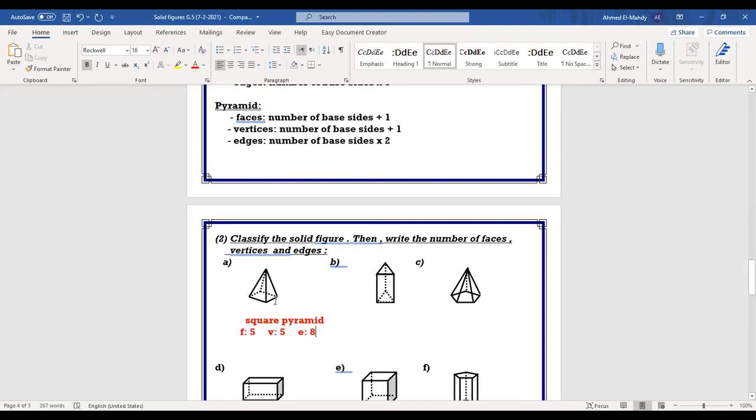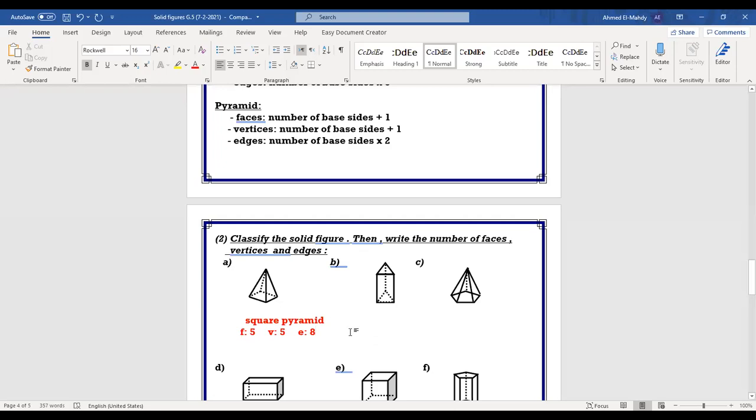So firstly, we must know what is the shape of the base and how many sides in it. Then we use this rule. To find the number of faces in the pyramid, add 1. To find the number of vertices, add 1. To find the number of edges, multiply by 2.